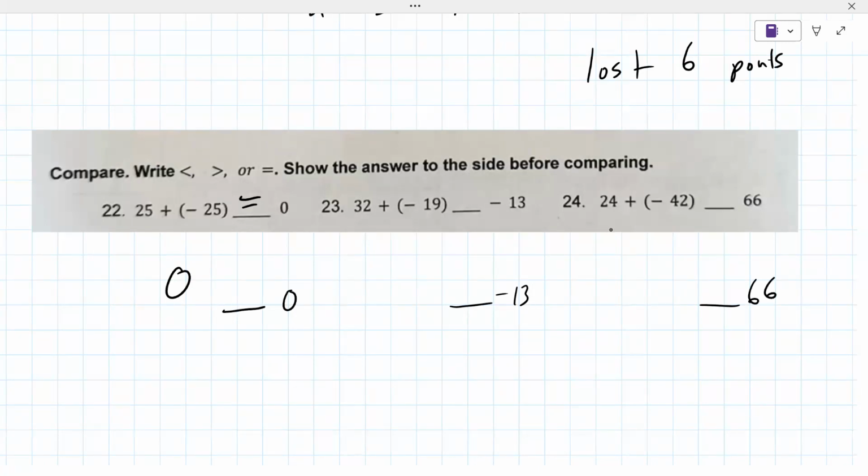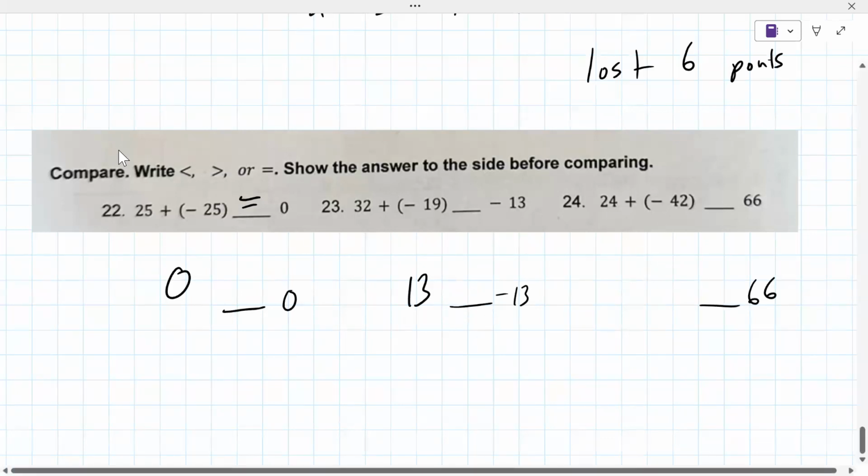Oh, wait, that's -13. So no, it wouldn't be equal. So the 32 minus negative 19 would be larger than negative 13. But what symbol goes here between them? It's the first one, the second one is larger. So which symbol?